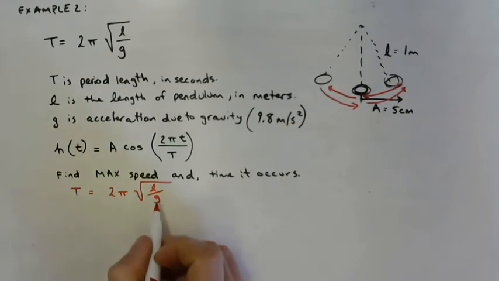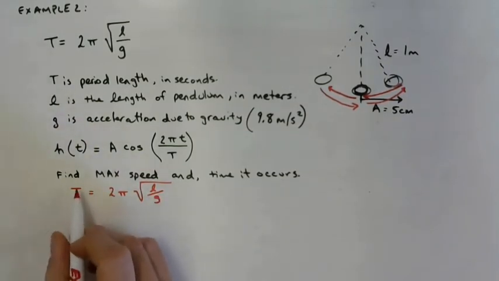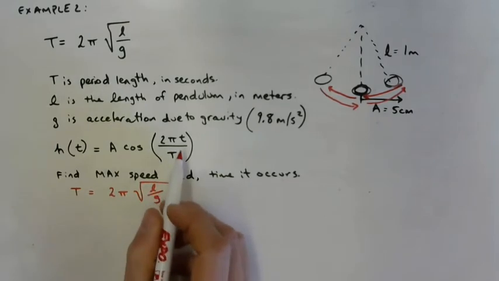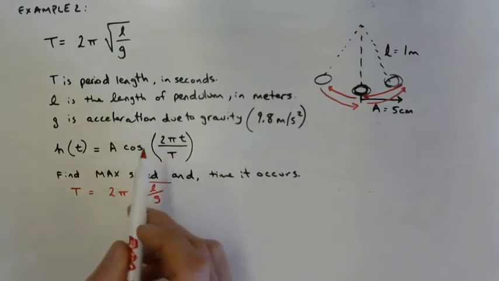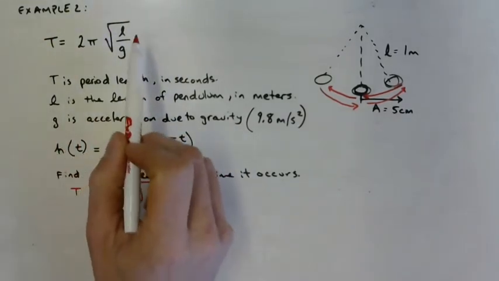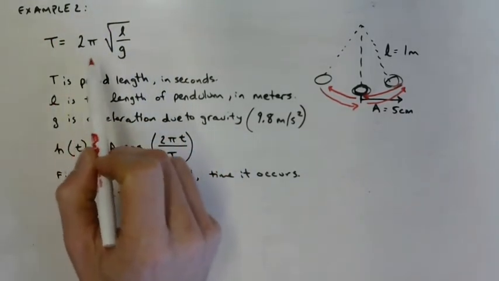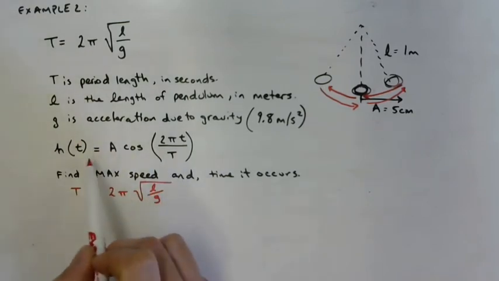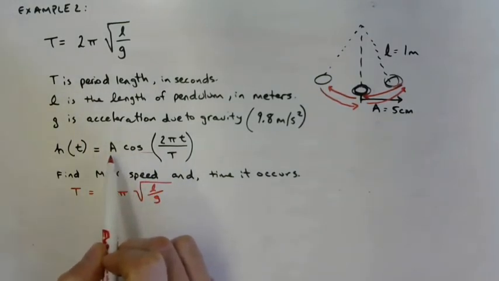So all we need to do here is sub in what we know in order to get our period length, which we then can use in our formula. So basically what we're saying is this is a general formula for period length of a pendulum, not including friction. And this is our specific situation that we are in.